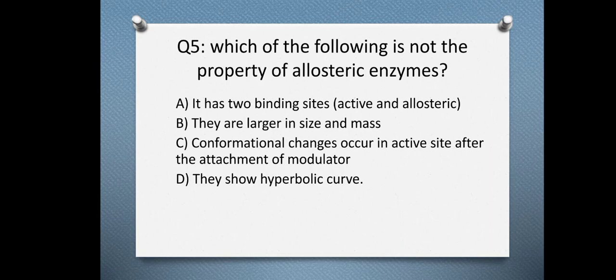And option D, they show hyperbolic curve when we prepare the graph between concentration of substrate and enzyme activity. So it shows hyperbolic curve. So which of the following is not the property of allosteric enzyme? The correct answer of this question is option D.